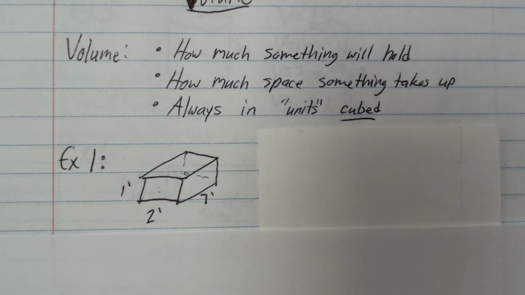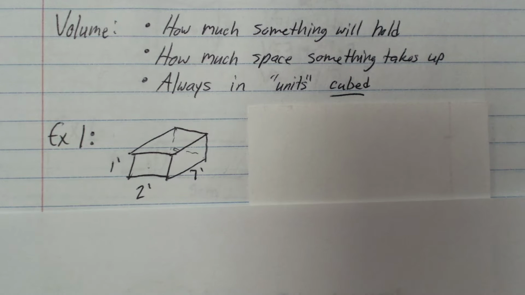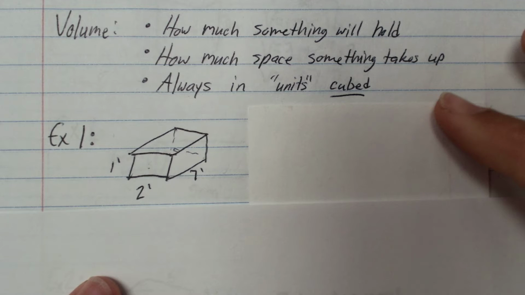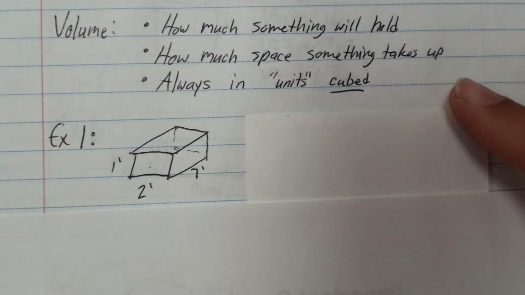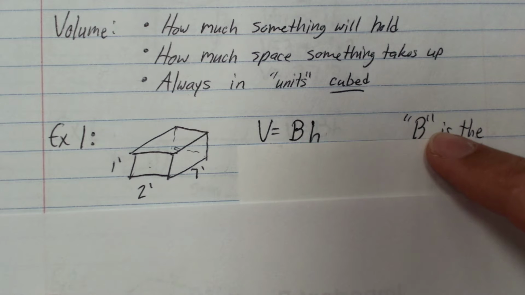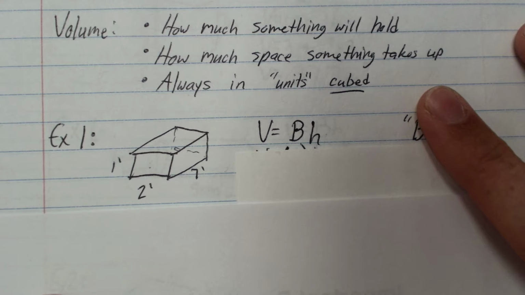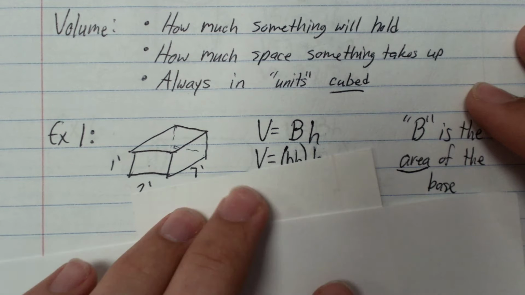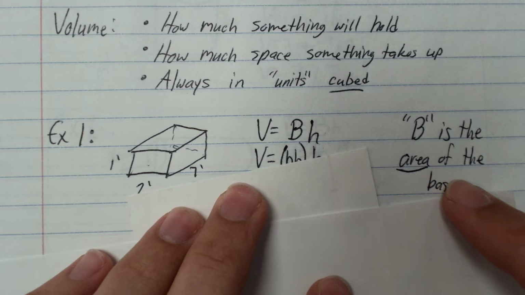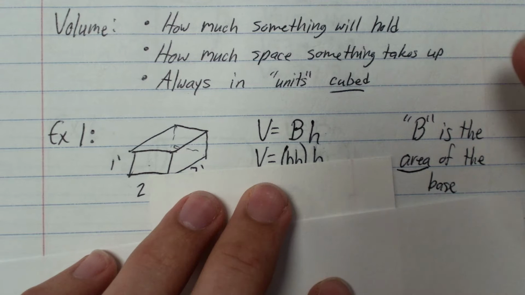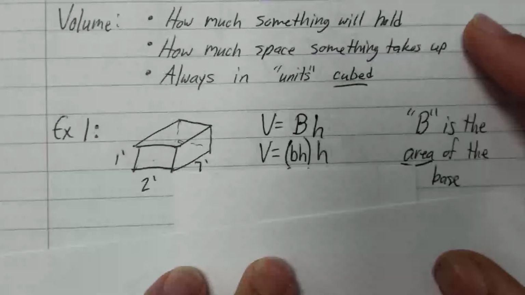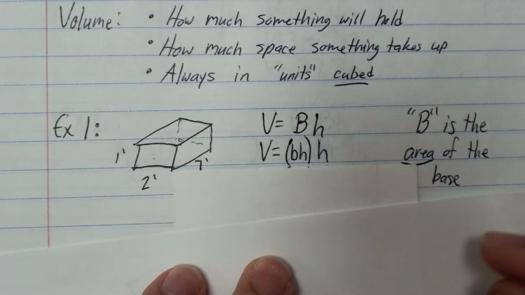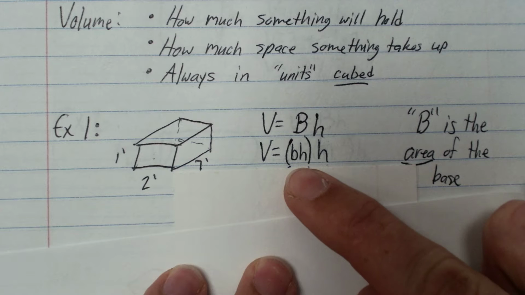The first example is a rectangular prism. So if you look on your formula chart, the formula for the volume of a prism, any prism, is big BH. V equals big BH, where big B is the area of the base. Very important. So our base, of course, is a rectangle. Does not matter which rectangle we use, but the base is a rectangle. So the area of a rectangle we find by doing BH.